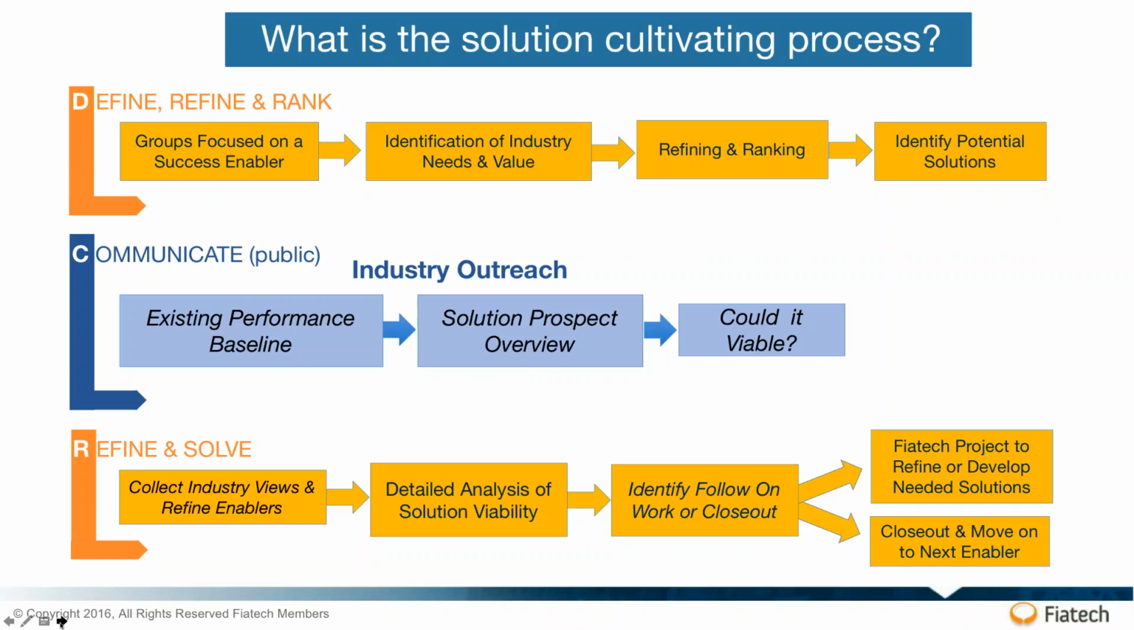And so there's a public communication step, which is second in blue there, where you essentially provide understanding to the people that call in about the existing performance characteristics in the industry that you're trying to address, and then talk about a solution prospect, an overview of it, and then discuss what it is about this solution prospect that makes it viable or makes it challenging. Then you solicit input from the participants in the webinar, for example, from Fiatech, and you further refine those views into the success enablers and clarify that, and you start doing some detailed analysis of solution viability.